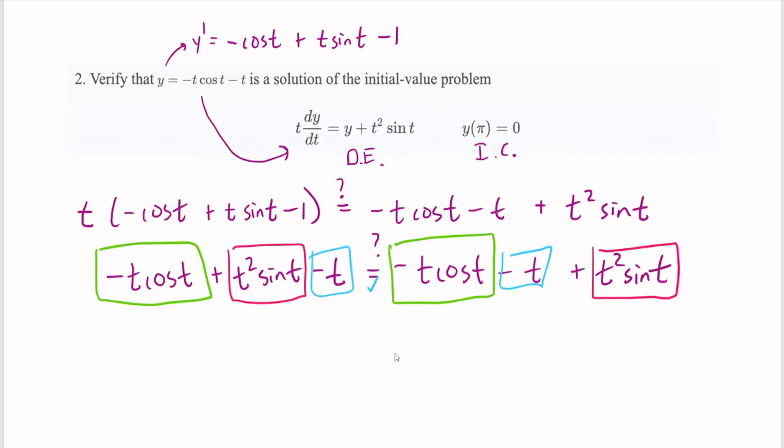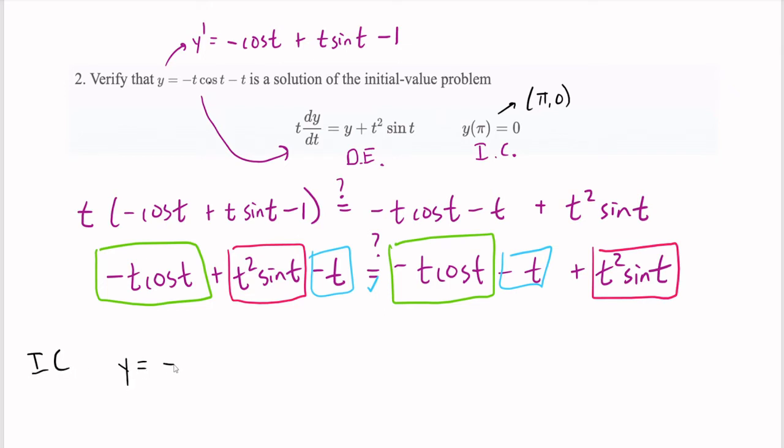That means this function really does satisfy this differential equation. So this differential equation does accurately describe the change in this function. Okay, what about the initial condition? Well, we just have to make sure that this function actually satisfies this point here, pi comma 0. So this is telling me pi comma 0 should be on this curve. So let's just check. Plug pi in. So the initial condition, check now.